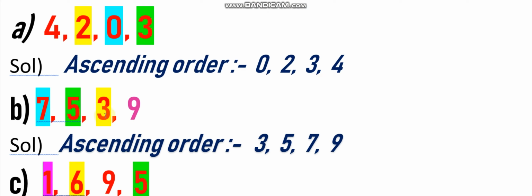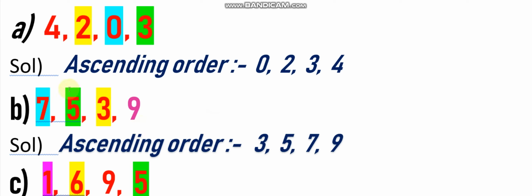One more example you see. 7, 5, 3, 9. These are the given numbers. You arrange them in ascending order. To arrange the numbers in ascending order, first of all you have to check the smallest number. Every time you should check the smallest number among the group of the numbers. In these numbers, which is the smallest? You know very well. 3 is the smallest number. Write here 3. Okay, make a round to 3. Then remaining 7, 5, 9.